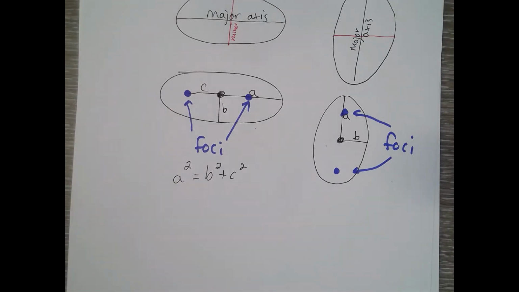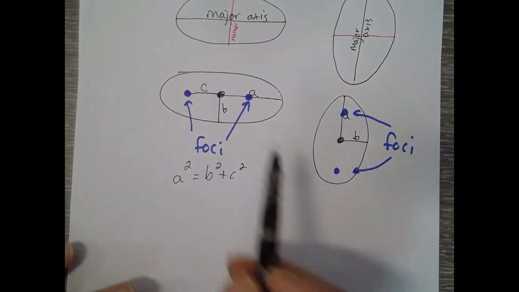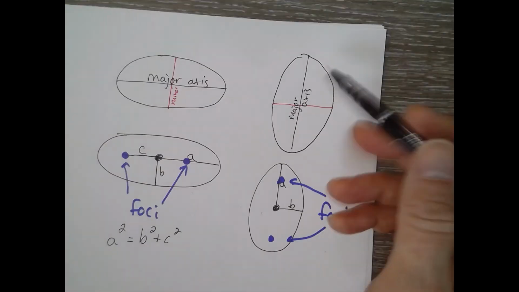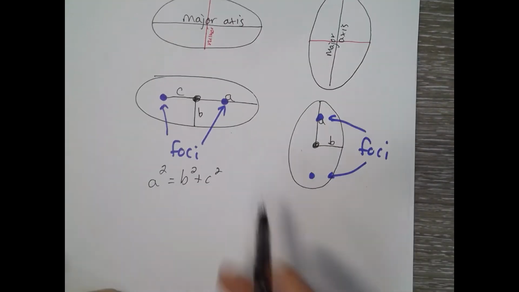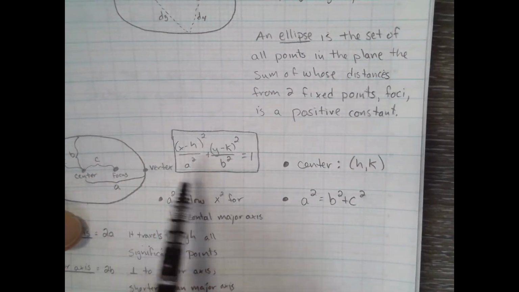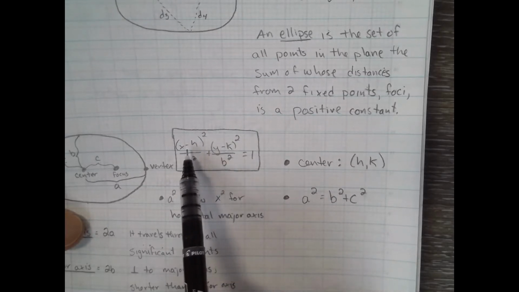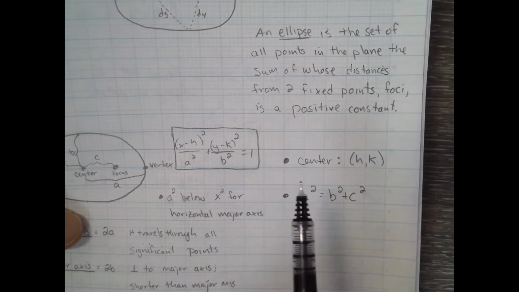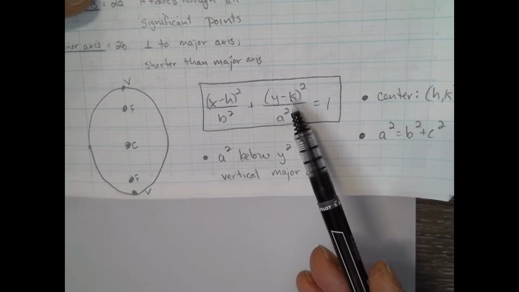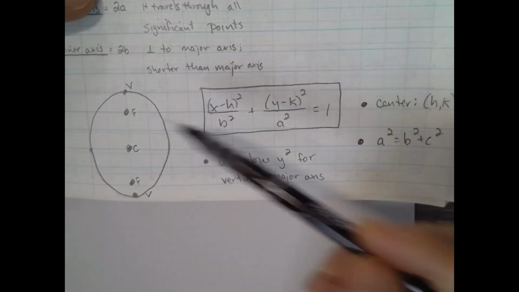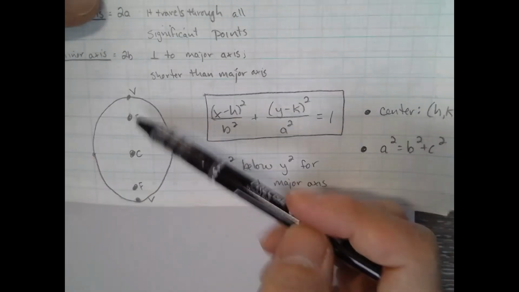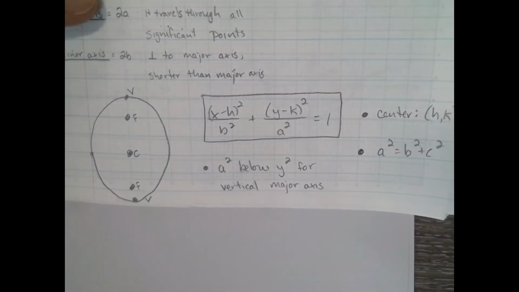All those are examples. All right, so there's two different formulas, one for a horizontal major and one for a vertical major. If you have a horizontal major, first of all, a, you said, is the biggest and it's half of the major axis. If a squared is below the x being squared, that means it's going to be horizontal. If a squared is below the y being squared, that means it's more a in the y direction. It's going to be a vertical ellipse. h comma k is the center.